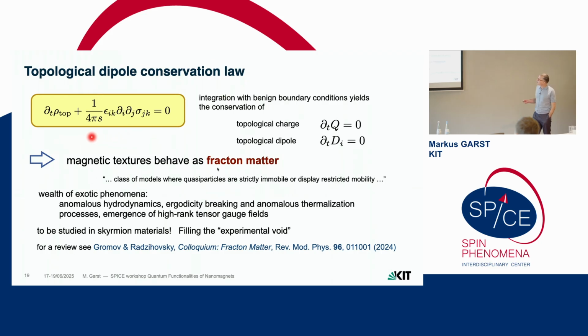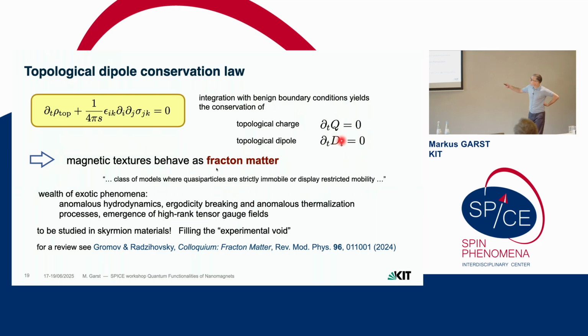So in particular, it has the form of a dipole conservation law. If you integrate that with benign boundary conditions, if you assume that the surface terms vanish on the boundary, then you actually get two conservation laws. One is for the topological charge. This is good because topological charge is, on the classical level, meant to be a quantized integer, so it had better not fluctuate, right?